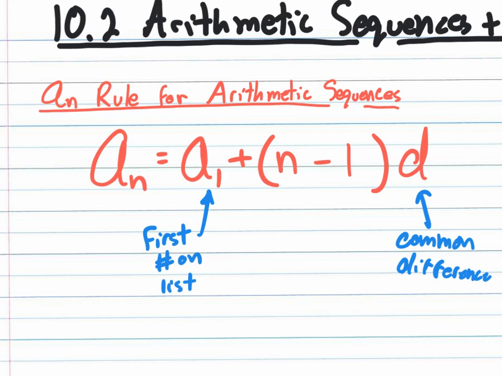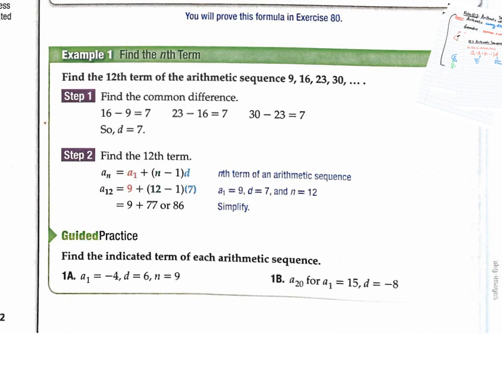The n is just which number you're talking about. Now I know that this might seem confusing right here because there's so many variables, there's no numbers yet. Let's actually see it in action. Down here in the book, the beauty of the math textbooks is that they give you some notes, they give you examples, and they explain how they actually do it.